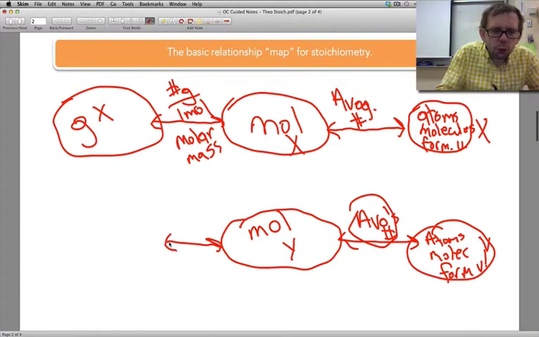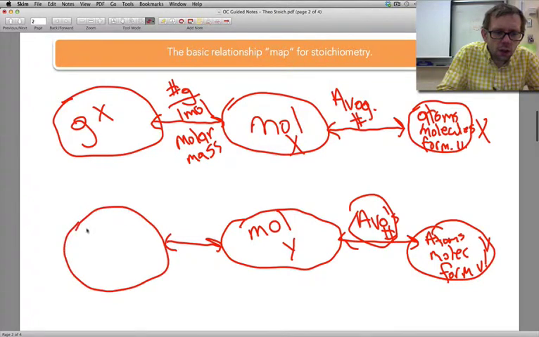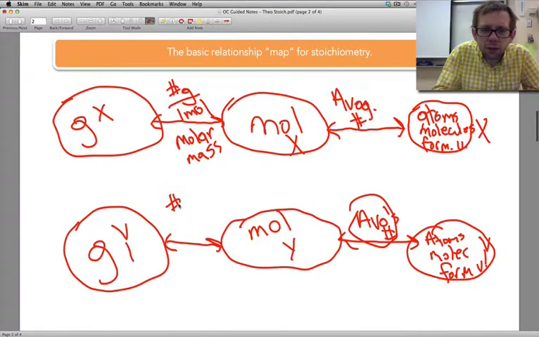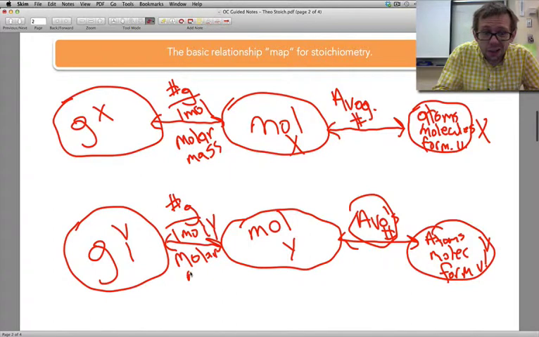If I want to get between grams of Y and moles of Y, well, it's the same idea. I still need the number of grams that are in 1 mole of Y. Well, that's the molar mass of Y. And again, you do the same thing to figure it out. You just add stuff up.